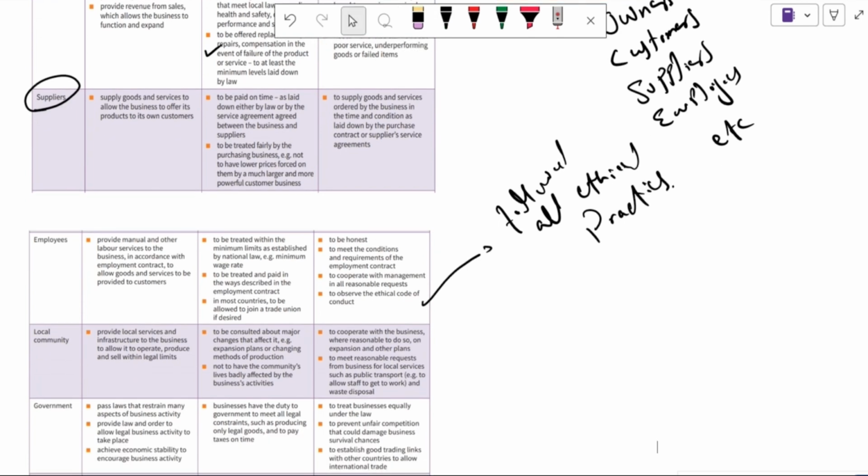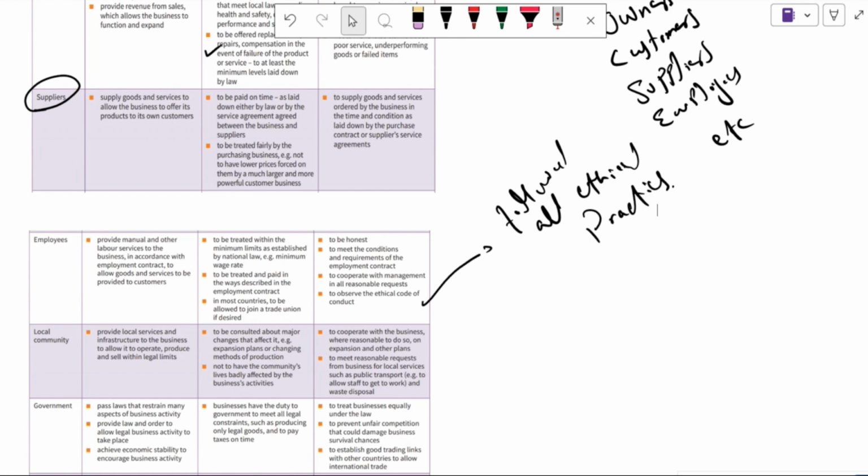Let's talk about the local community, another example of the stakeholders. They provide the local services and infrastructure to the business to allow it to operate, produce, and sell within the legal limits. If we talk about their rights, they have the right to be consulted about major changes that affect them, for example expansion plans or changing methods of production. The community's lives should not be badly affected by the business activities, like pollution, waste material, and all the stuff. Their life shouldn't be disturbed by any sort of business activity.